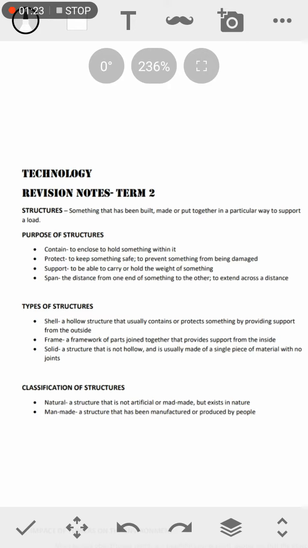We can classify structures into natural and man-made structures. Natural structures are structures that are not artificial or man-made, but rather they exist in nature. Man-made structures are structures that have been manufactured or produced by people.